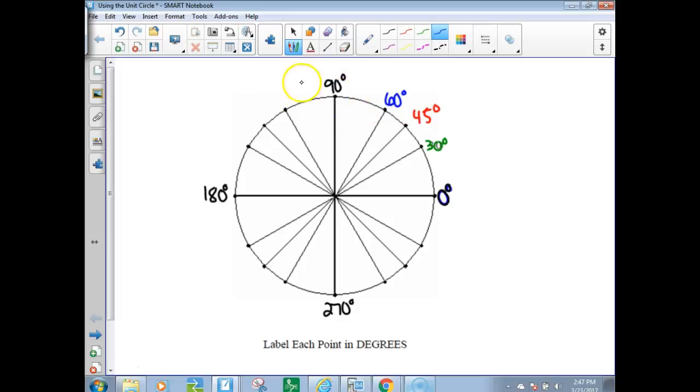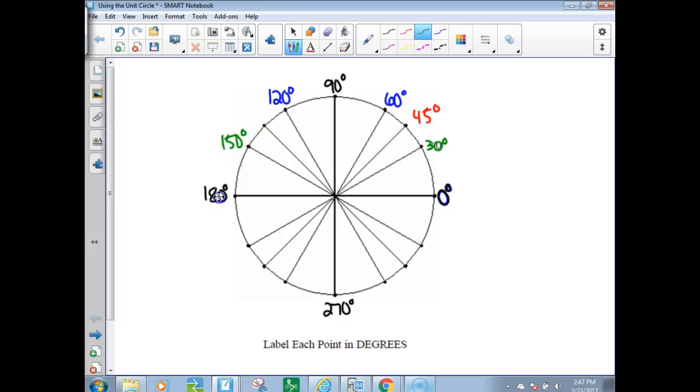And then if I went 30 more, I'd be at 120. And that would actually be a reference angle of 60 with the x-axis, because it's 60 more degrees to get down to here. Then if I went to the next one, I'd go 30 more. I skip the middle one. And I go 30 added on to 120 is 150.